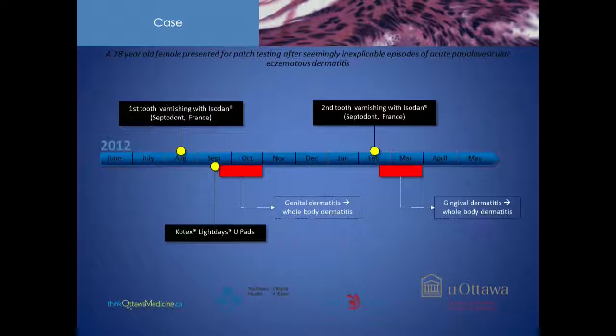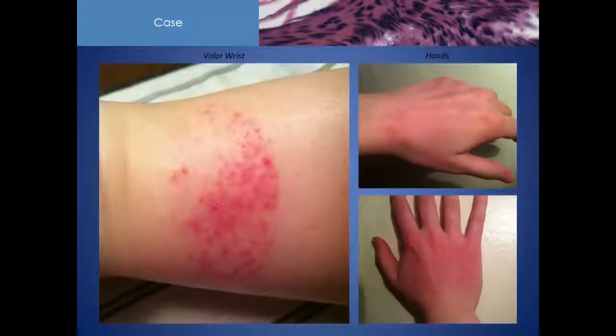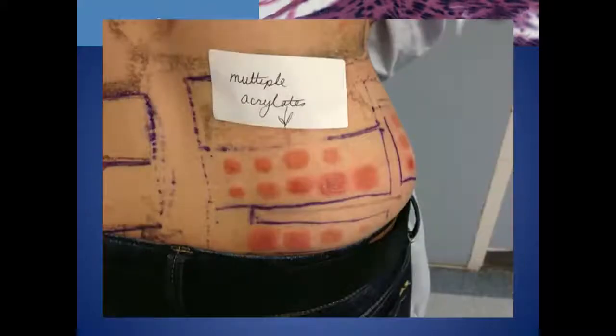So she wore the pads. She got this allergic contact dermatitis in the genital area that spread to her body, autoeczematized. And then she was treated by her family doctor with a topical corticosteroid. Wasn't sure what it was at the time. Then unwittingly, she went back to the dentist to get her teeth varnished again, not knowing that was the problem, and had an explosive gingival dermatitis in her mouth. And then she had facial edema and eczematous changes, then widespread contact dermatitis.